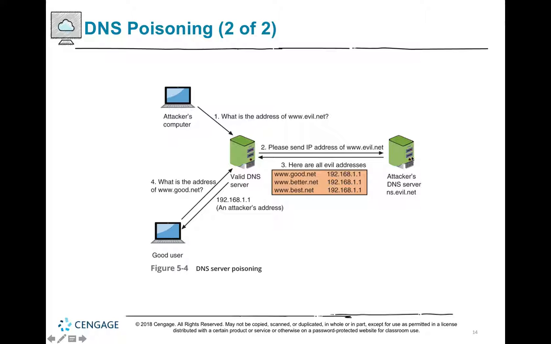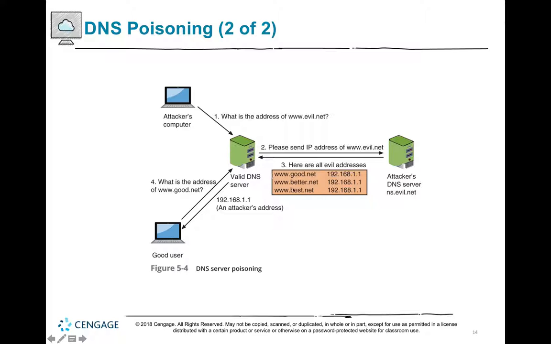So ns.evil.net will reply back with not only www.evil.net, but also www.good.net, www.better.net, www.best.net, so things that weren't requested. And it says that's all, it's all the attacker's IP address. Right, so that would be an example of poisoning.